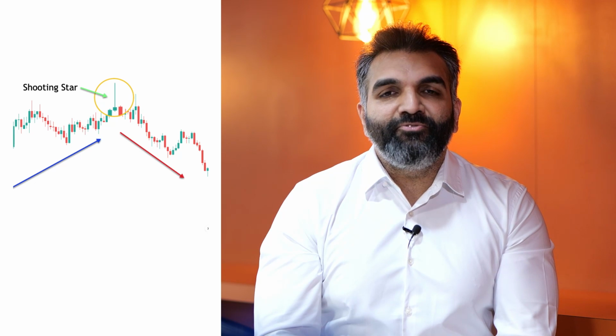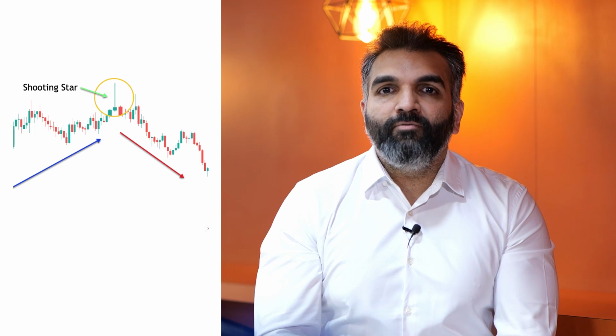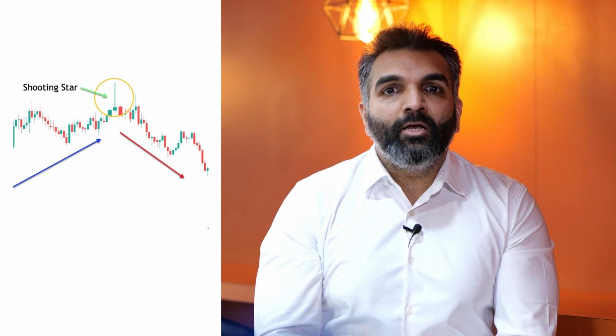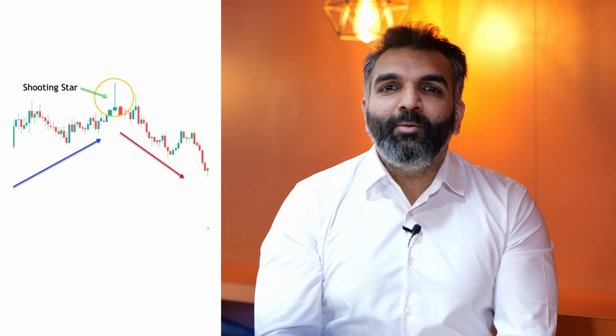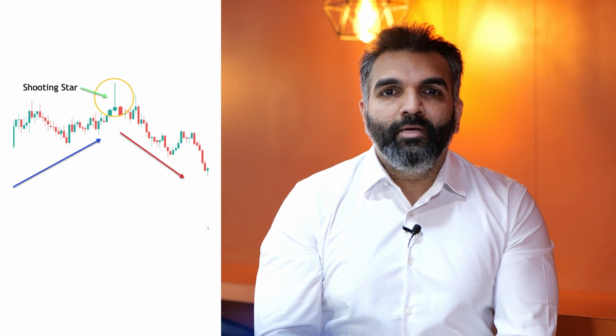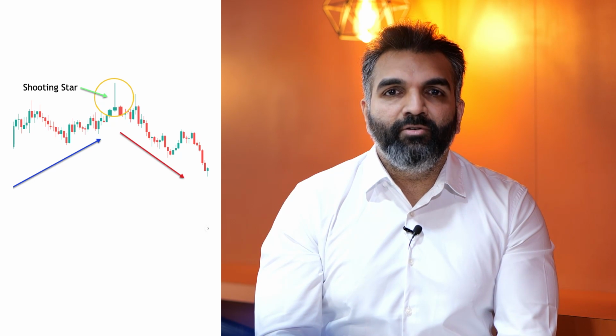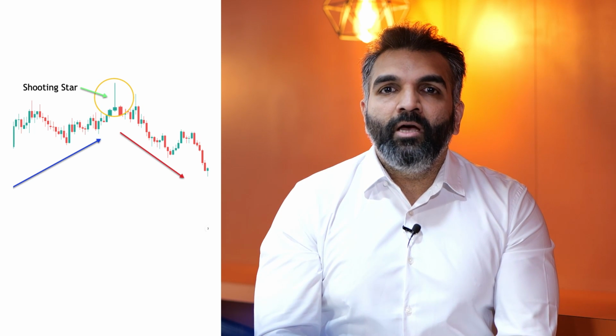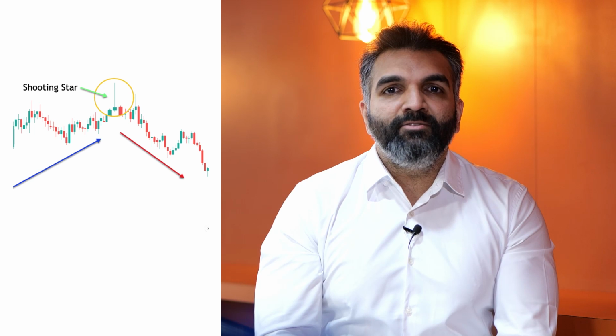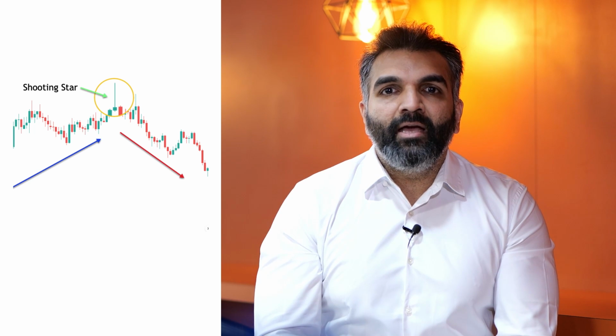This pattern is formed when the price of the stock opens, rises sharply, but then closes near the opening price of the stock. A shooting star pattern signals a potential downside reversal and is most effective when it forms after 2 to 3 consecutive rally candles having higher highs.